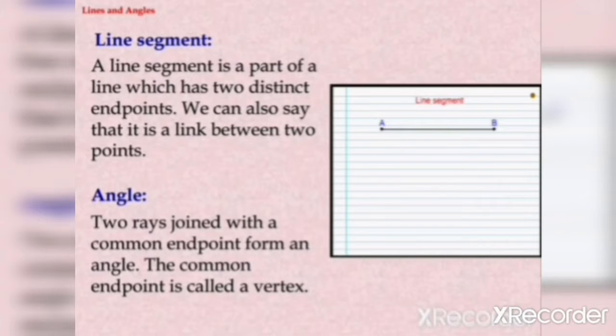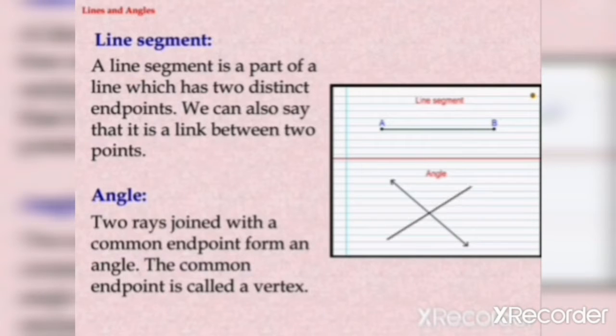The next point to remember is angle. What is an angle? Two rays joined with a common endpoint form an angle. The common endpoint is called vertex. Here we have 4 angles. Angle POS, angle SOQ, angle QOR and angle ROP. And O is the vertex.